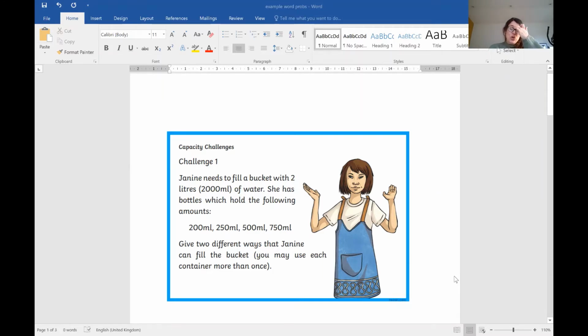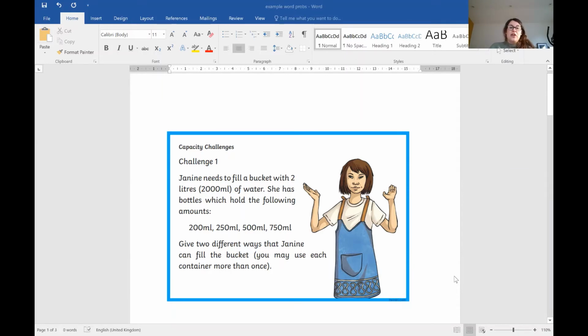It says give 2 different ways that Janine can fill the bucket, and you may use each container more than once. So you need to think here, you're going to be probably using some addition skills. I would say a lot of it's going to be repeated addition, but I would imagine lots of you will be breaking things down. That might be dividing the 2 litres or the 2,000 millilitres and thinking, well, I know there are some facts I might know.